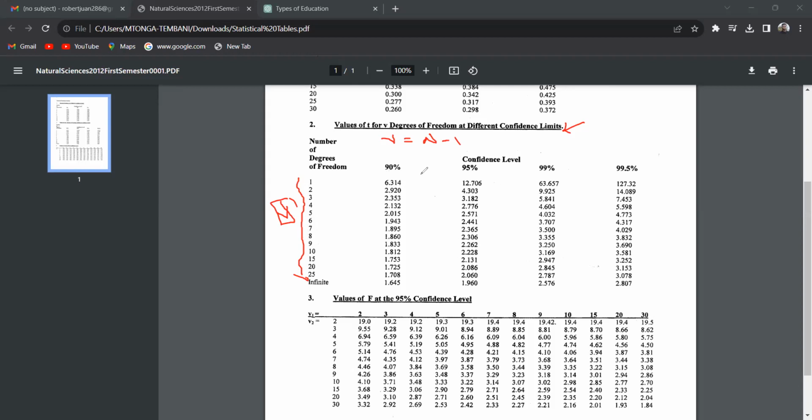If they ask you, for example, to find the T value when n is equal to 5, your V must be equal to n minus 1, so it will be 5 minus 1. So your V is equal to 4. We are trying to find T when n is equal to 5 at what confidence level. You can have a confidence level of 90, 95, 99, and 99.9.